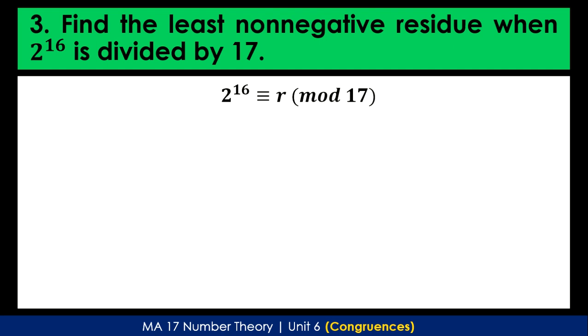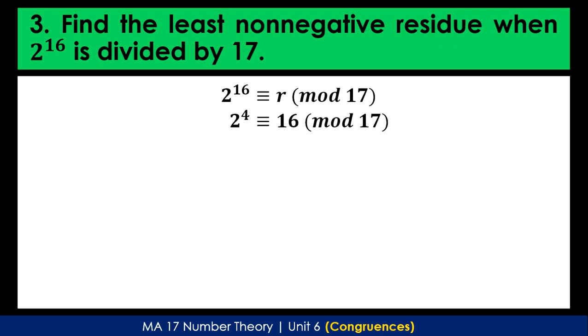If we have 2 raised to 1, obviously we have 2. When we divide it by 17, we'll have the remainder of 2. 2 raised to 2 is 4, so the remainder is 4. 2 raised to 3 is 8, so the remainder is 8. Then 2 raised to 4 is 16, so the remainder is 16. So 2 raised to 4 is congruent to 16 modulo 17.